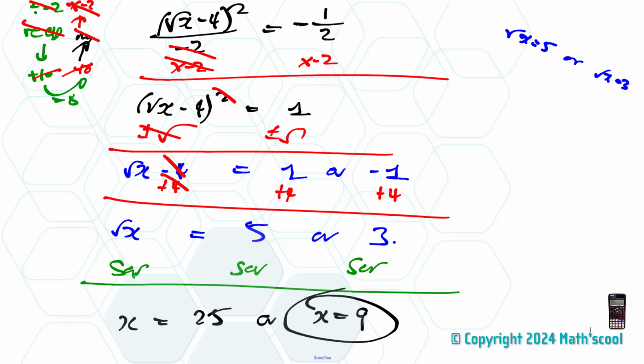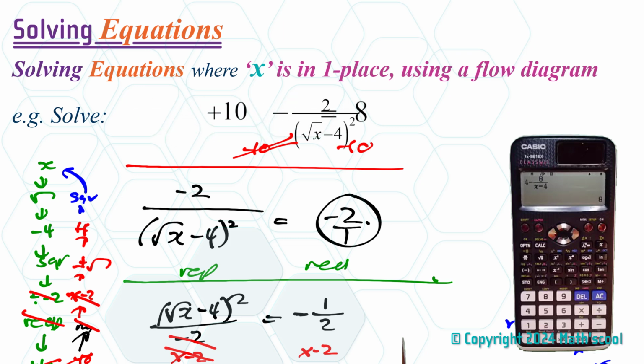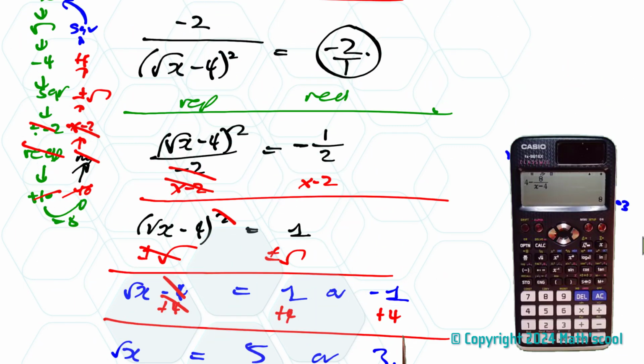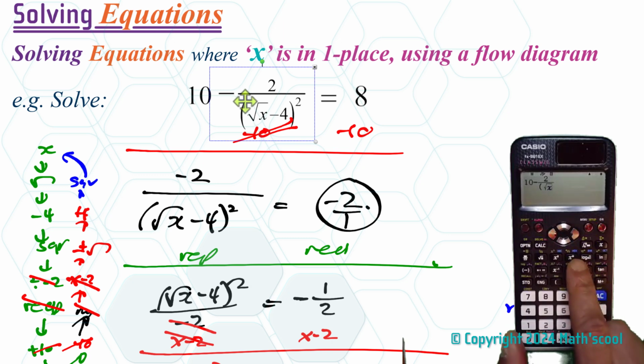Let's check the x equals 9. We'll check it in the original equation. So let's put it back. Okay, so we're checking x is 9 in here, so 9 store as x. And then we're typing in 10 minus fraction 2 over brackets root x minus 4 close brackets and then squared. It does equal 8, so that's been checked.